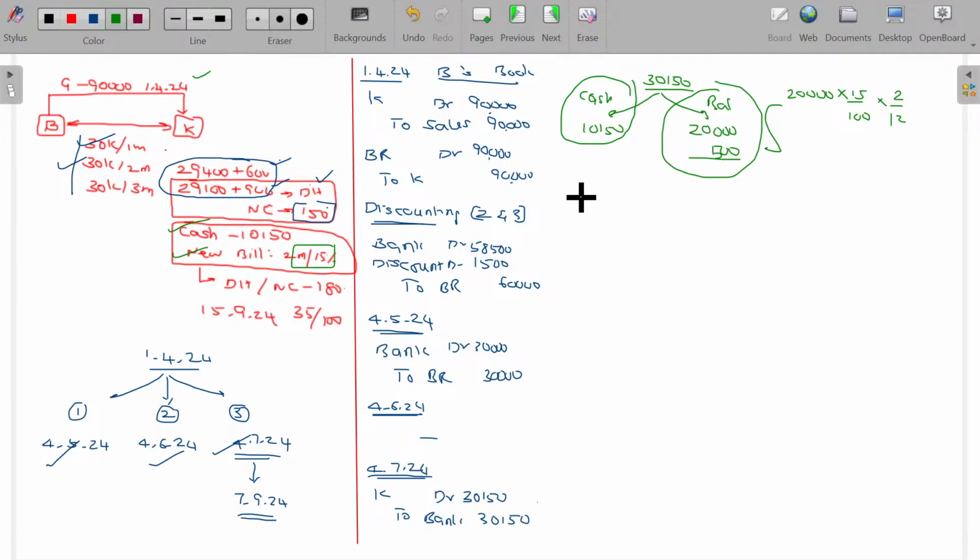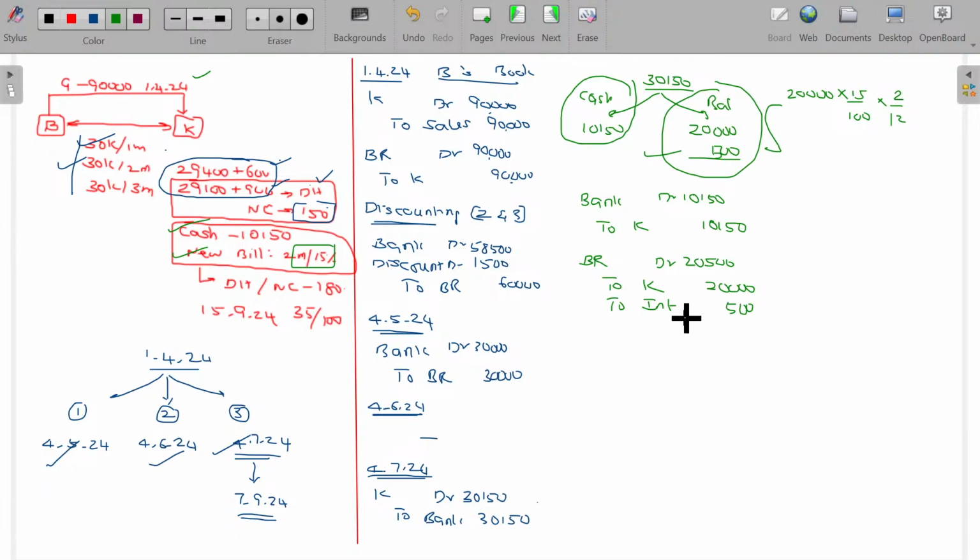A portion is settled. The entry being bank account debit to K account 10,150 is paid. And for the another portion, I draft a new bill and he accepts this, which is 20,500, to K account 20,000. The excess amount will be named as interest 500.